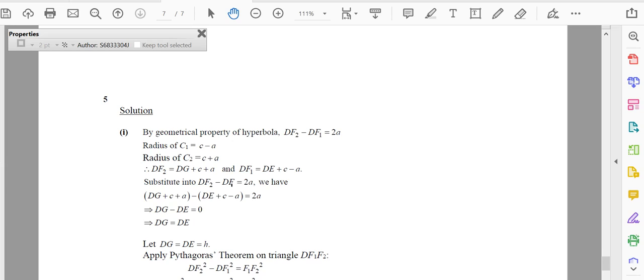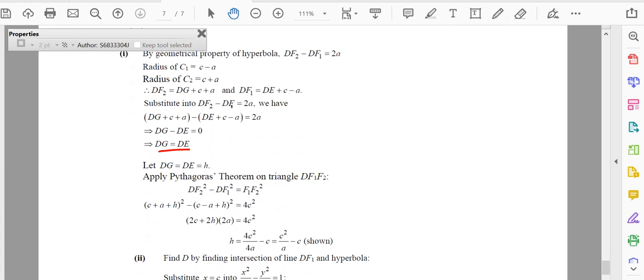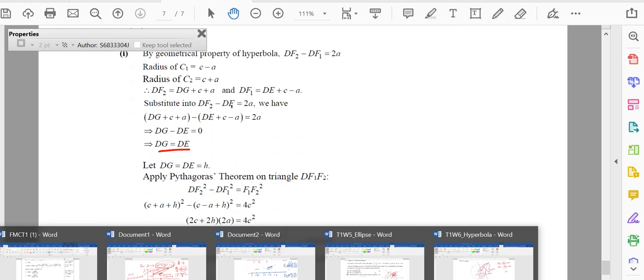Okay, so to figure out the radius, and then take the difference, you'll find that it works out to be 0, right? After the cancellation is done. So we have this conclusion here that DG is equal to DE. Yep. So that was how this first part was done.